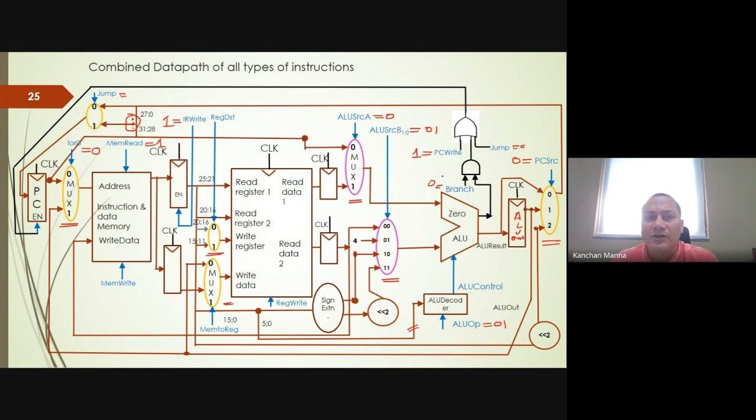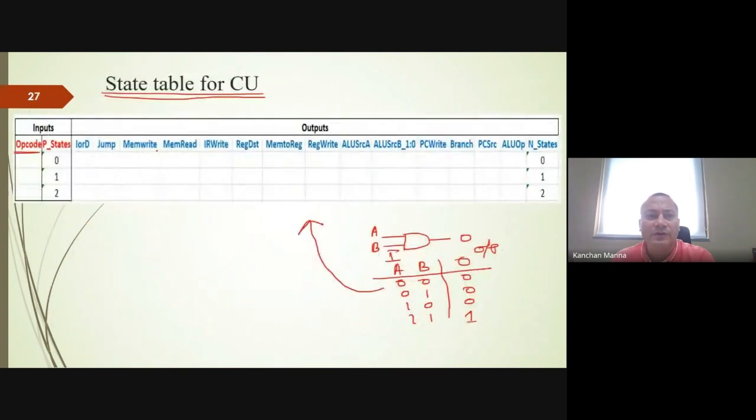Okay. So in that way, we got these values. IorD is 0, memory read is 1, ALU SRC A is 0, ALU SRC B is 0, 1, PC write is 1, and PC source is 0. So in this way, we can generate the control signals during the first step, and the first step is common for all the instructions.